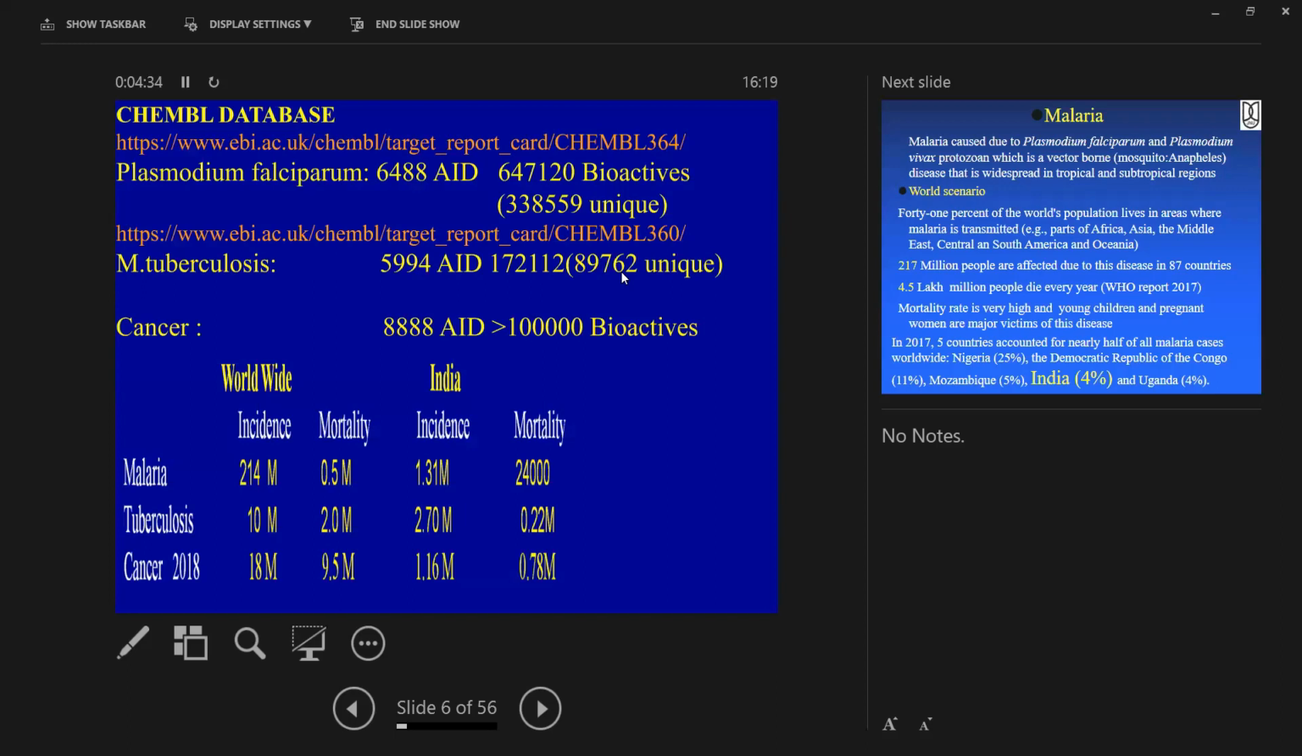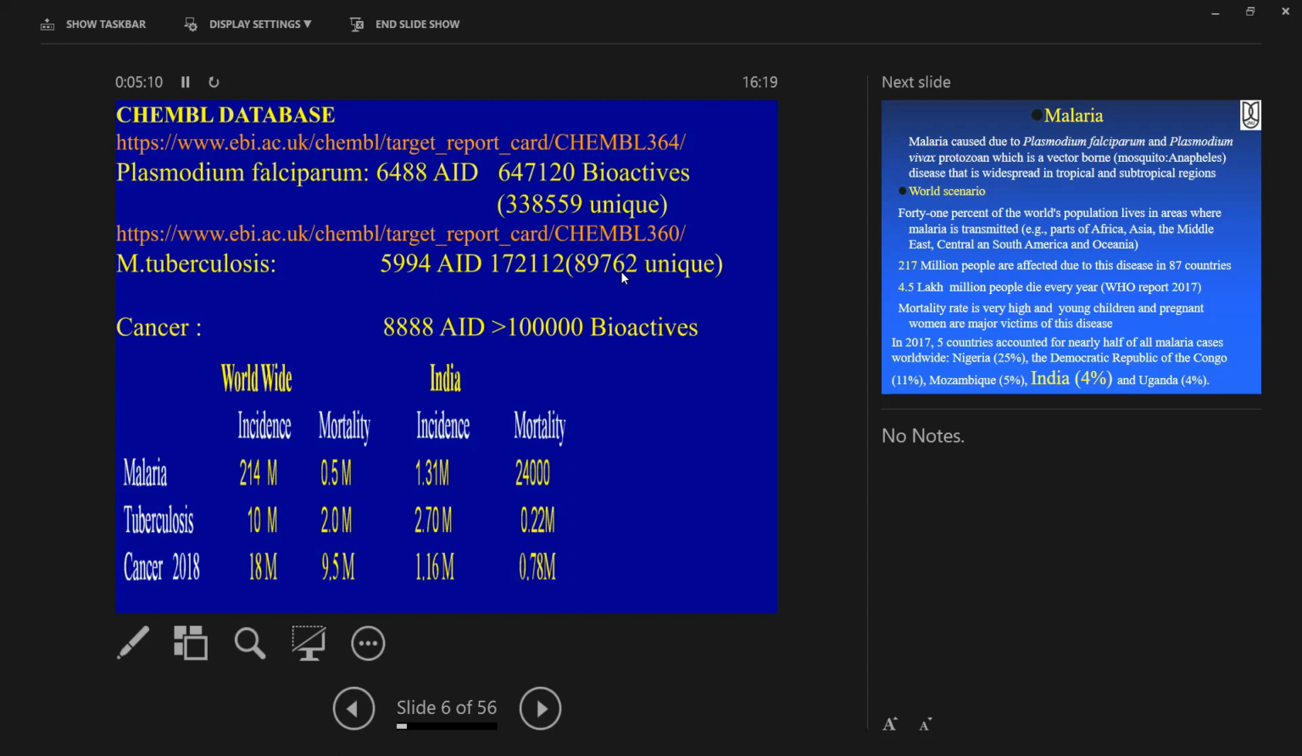What I've seen in ChEMBL bioassay, for single organism-based assays like ChEMBL 364 for Plasmodium falciparum, there are 6,488 SIDs, out of which they found 647,000 bioactive compounds, with a different range of activity. Out of that, 338,000 are unique molecules, and some compounds are repeated in different assays. That's why there is a smaller number of unique compounds. For most of the compounds, they don't know the target; they kill the pathogen or inhibit the growth of the pathogen.